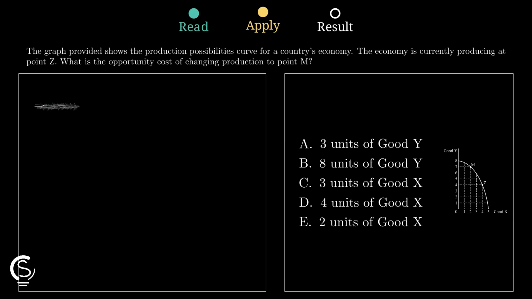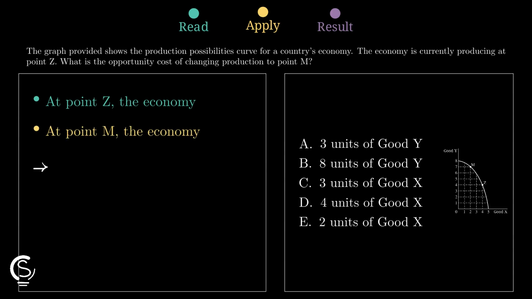Next, we move to point M to see the change in production levels. At point M, the economy now produces 5 units of good Y and 2 units of good X instead. To obtain 2 units of good X, we sacrifice 3 units of good Y. The opportunity cost is exactly 2 units of good X.